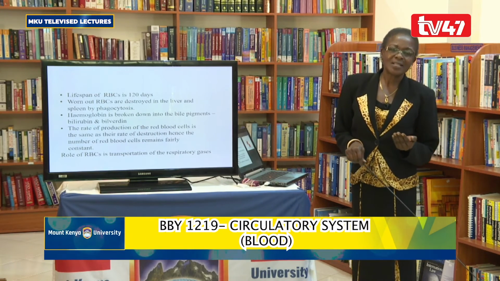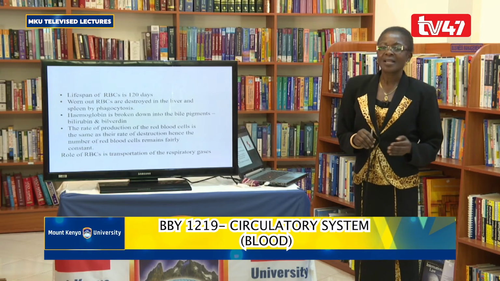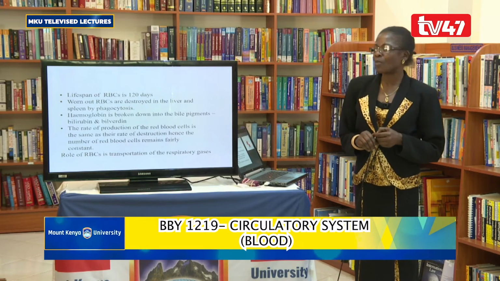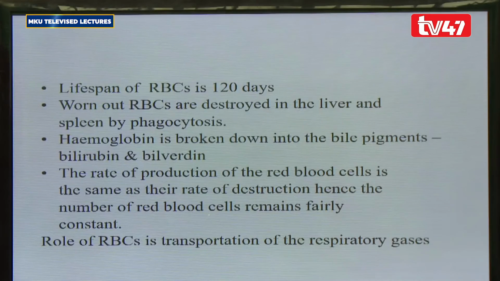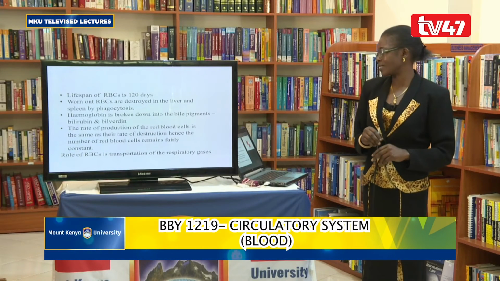As the red blood cells that are worn out are being destroyed, they have this red pigment that we call hemoglobin. So you expect hemoglobin also to be broken down, and it is broken down into two waste pigments that we call bilirubin and biliverdin. The two waste pigments are normally put in the bile juice in the gallbladder so that they can be excreted through the body's excretory system. So because they are normally put in the bile in the gallbladder, we refer to the two pigments as the bile pigments.